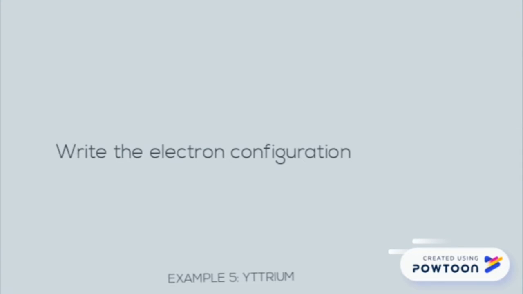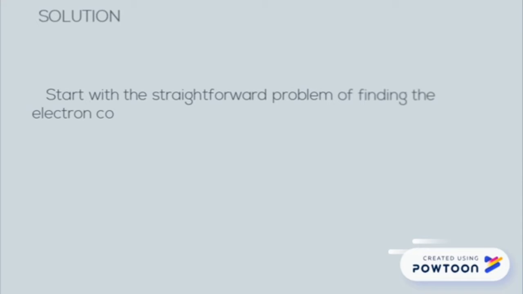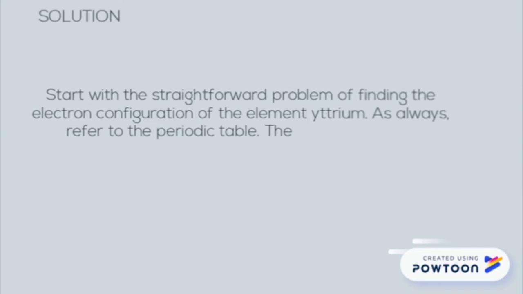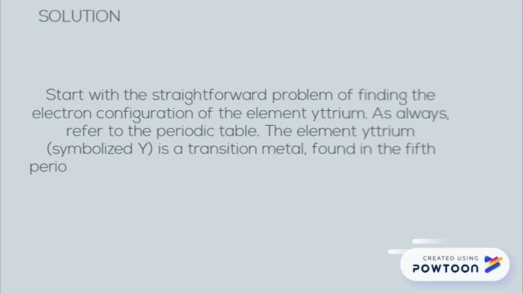Write the electronic configuration of yttrium. Start with a straightforward problem of finding the electron configuration of the element yttrium. As always, refer to the periodic table. The element yttrium is a transition metal found in the 5th period in group 3. It has a total of 39 electrons.